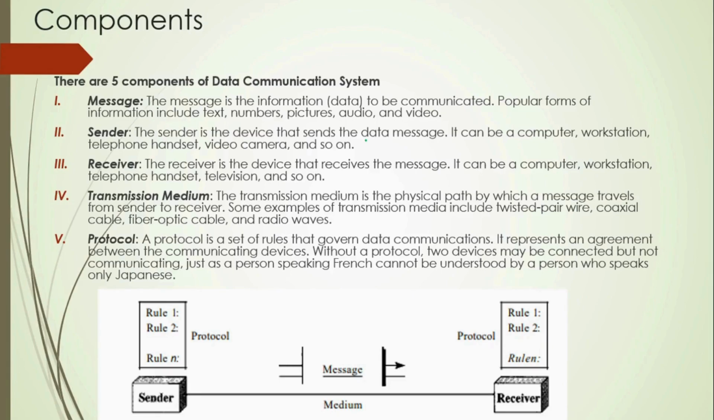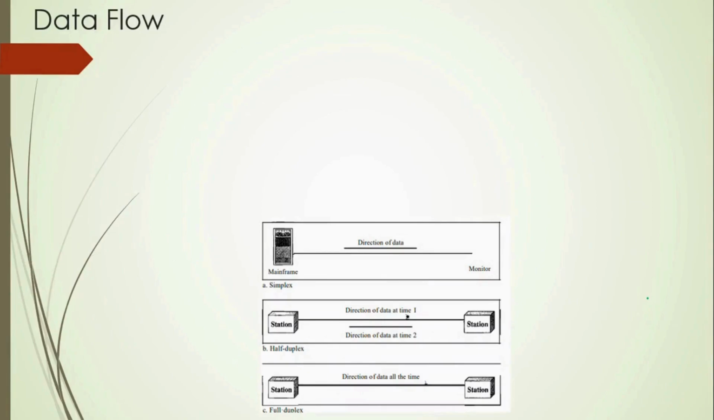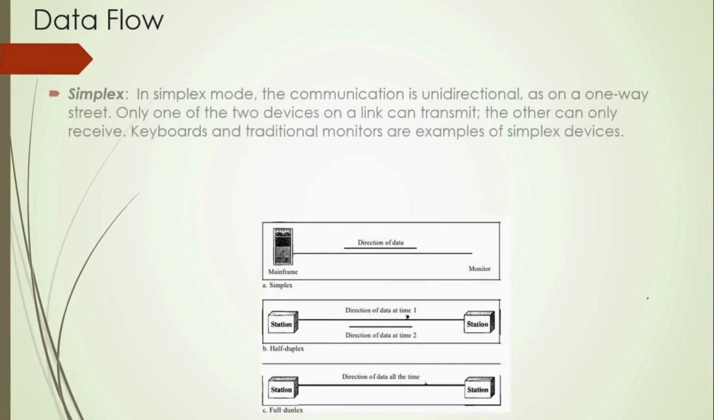In this diagram, you can see that the sender has some protocol. That means he has to follow that protocol to send the message to the receiver. The message will go through a medium, and the receiver also has some protocol through which he will receive that message. So what is data flow? Data flow means how the data goes from one medium to another.